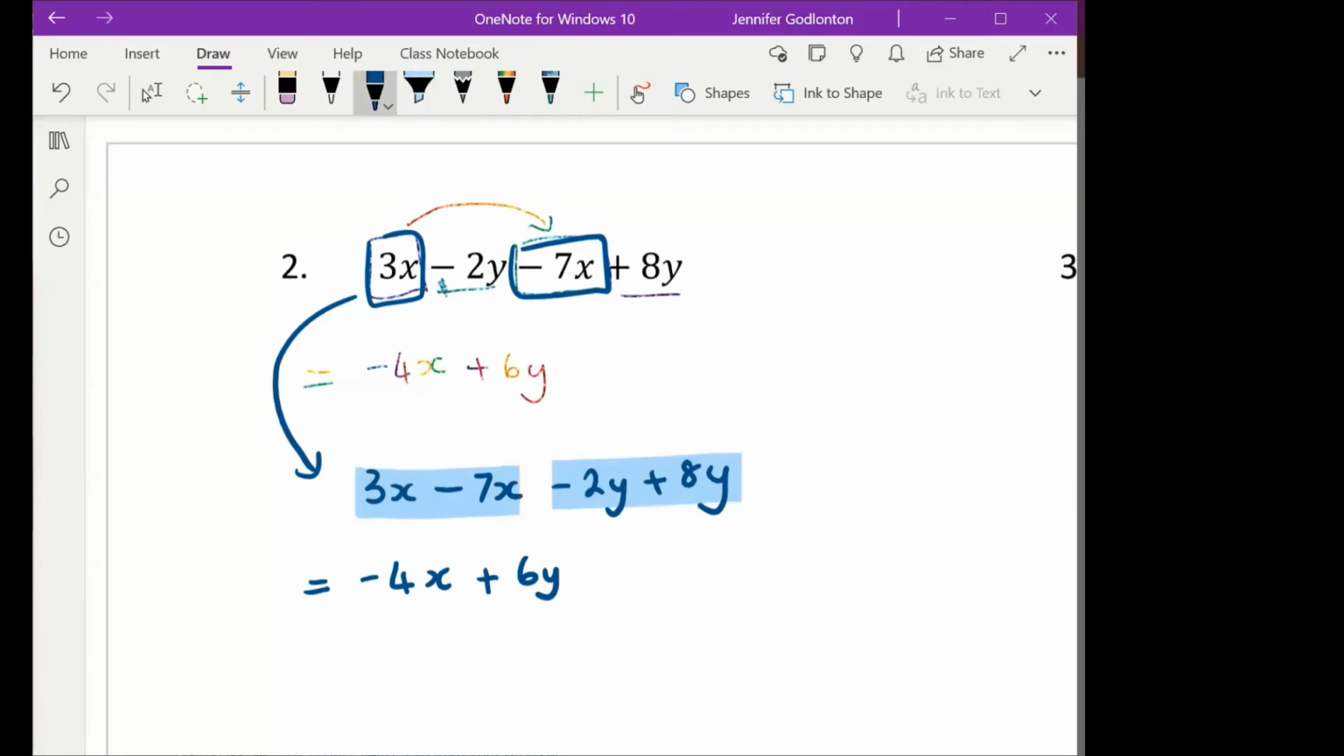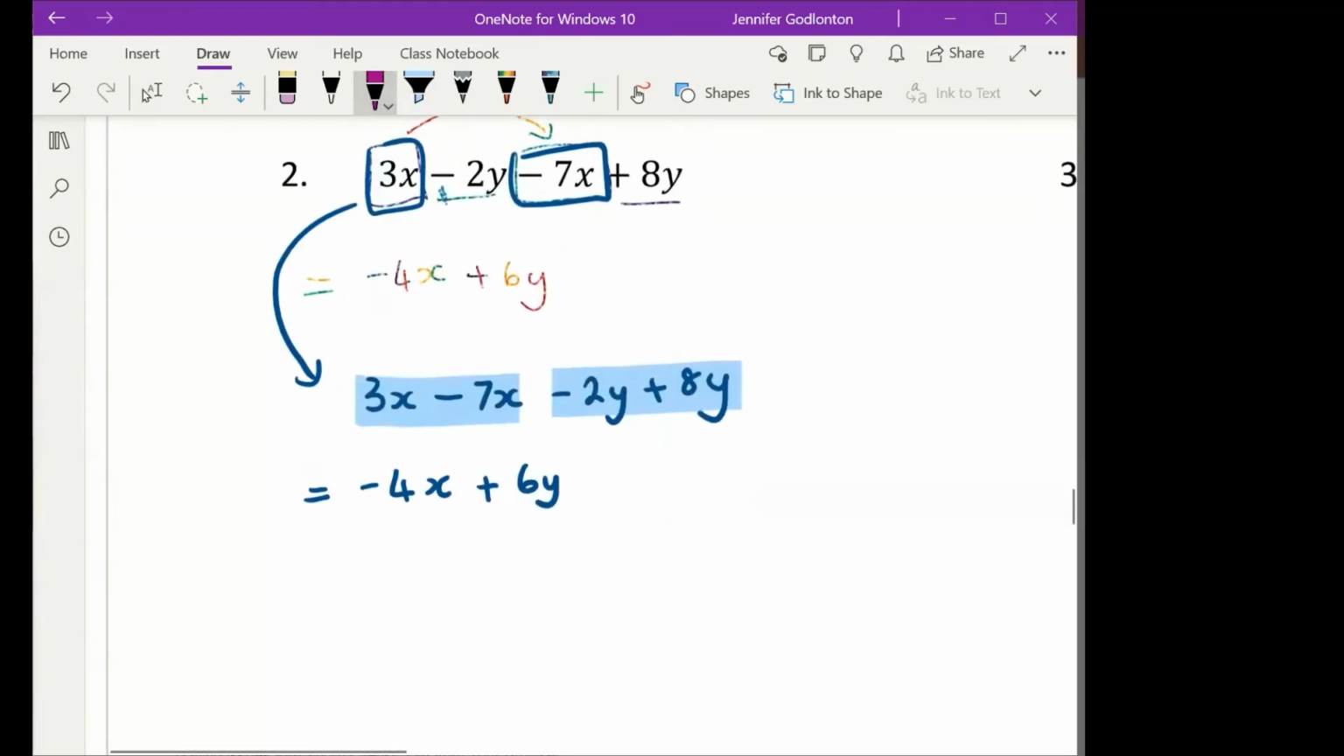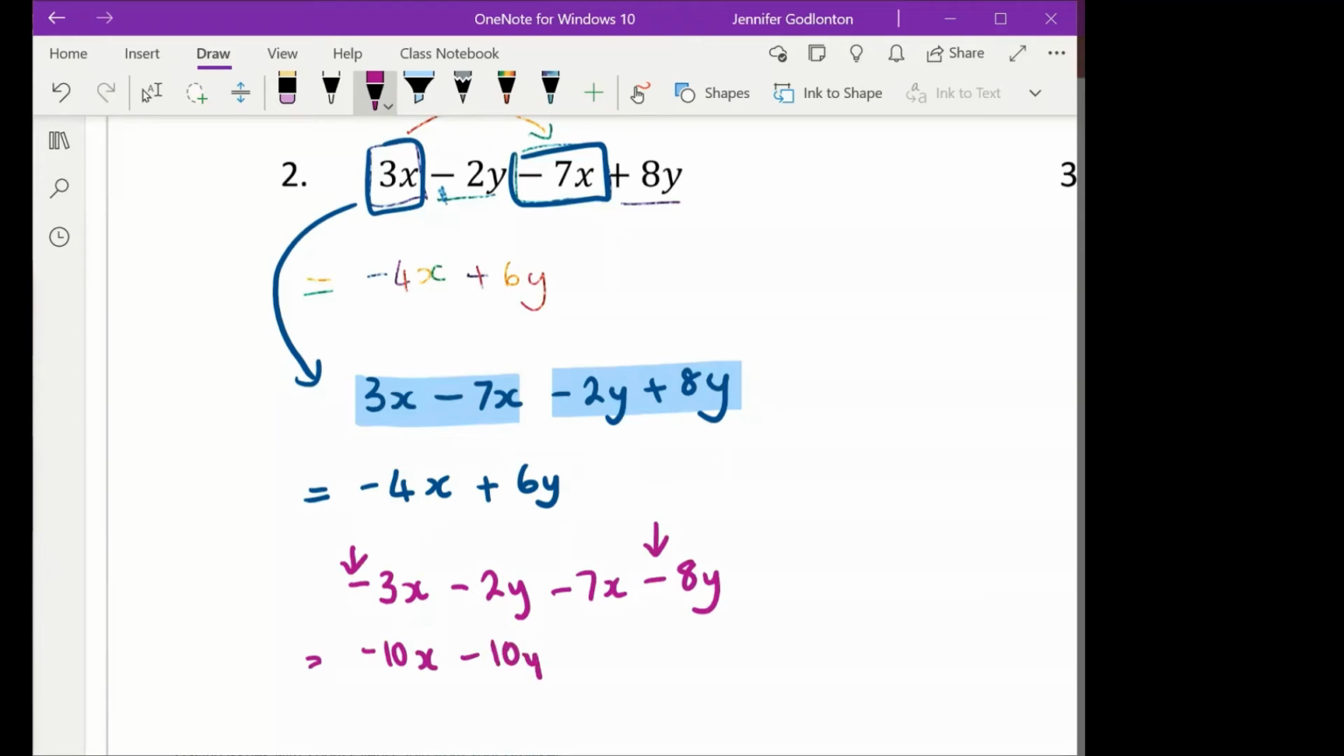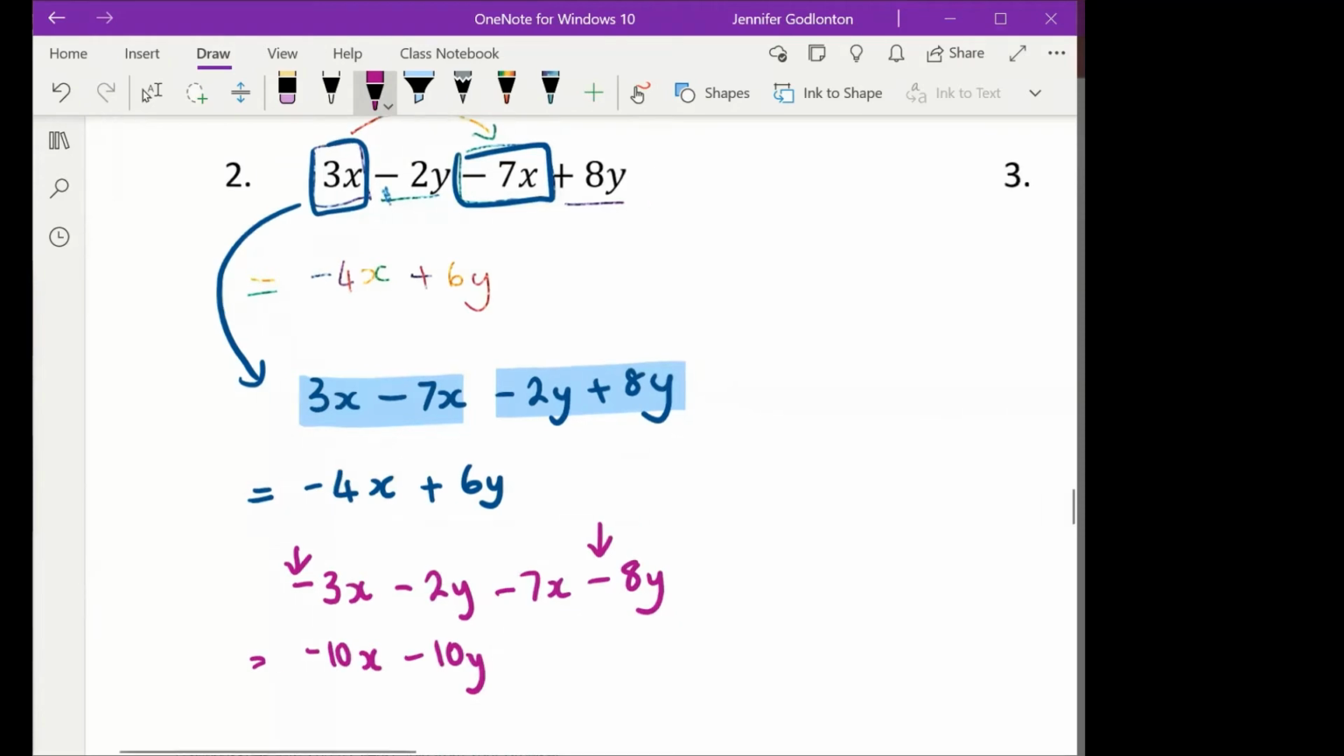So in order to get that answer, let's write it in a different color. If I wanted to get negative 10y and negative 10x, I would need to have negative 3x and negative 2y, negative 7x, and negative 8y. So this would have to be negative, and that would have to be negative in order for me to get negative 10x and negative 10y. Okay, so it's just about practice. We'll get there.